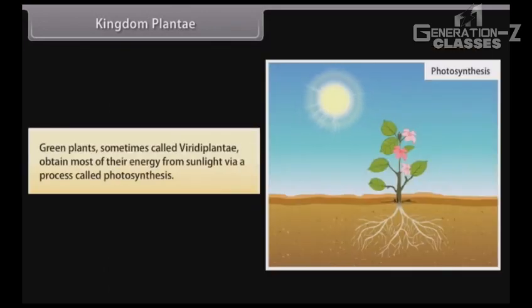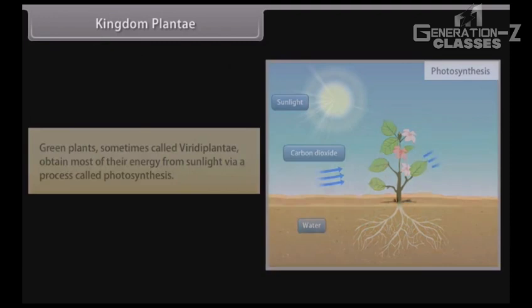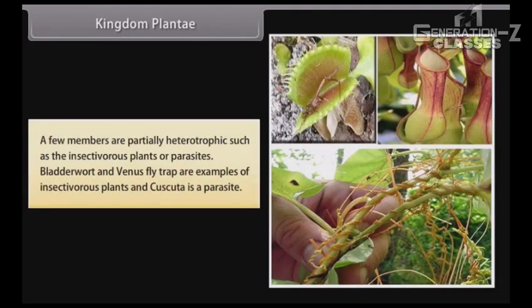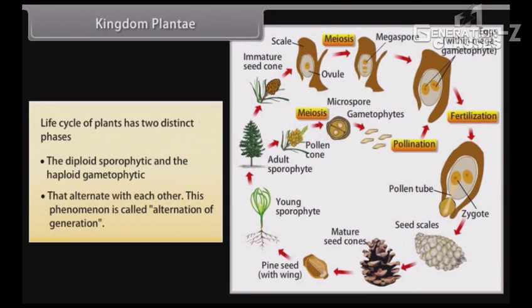Green plants, sometimes called Viridiplantae, obtain most of their energy from sunlight via a process called photosynthesis. A few members are partially heterotrophic, such as the insectivorous plants or parasites. Bladderwort and Venus flytrap are examples of insectivorous plants, and Cuscuta is a parasite. The life cycle of plants has two distinct phases, the diploid sporophytic and haploid gametophytic, that alternate with each other. This phenomenon is called alternation of generation.